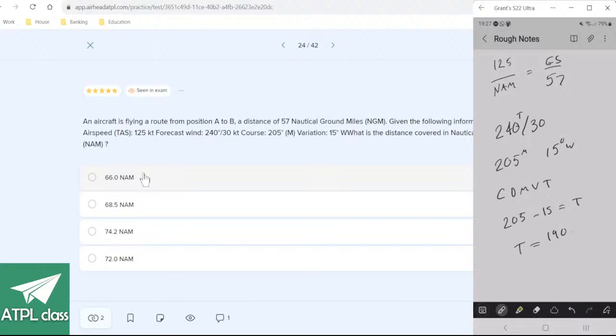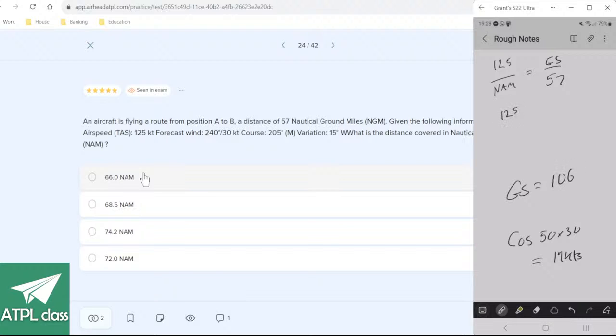Error check that. If variation is west, magnetic is best. It's the higher number. So our true course is that, 190, going down like this. Wind is coming from 240 at 30 knots. Difference between 190 and 240 is 50. To find out the headwind component, we're going to use the cosine: cosine 50 times 30, headwind component of 19 knots, making our ground speed 125 minus the 19, giving us 106.